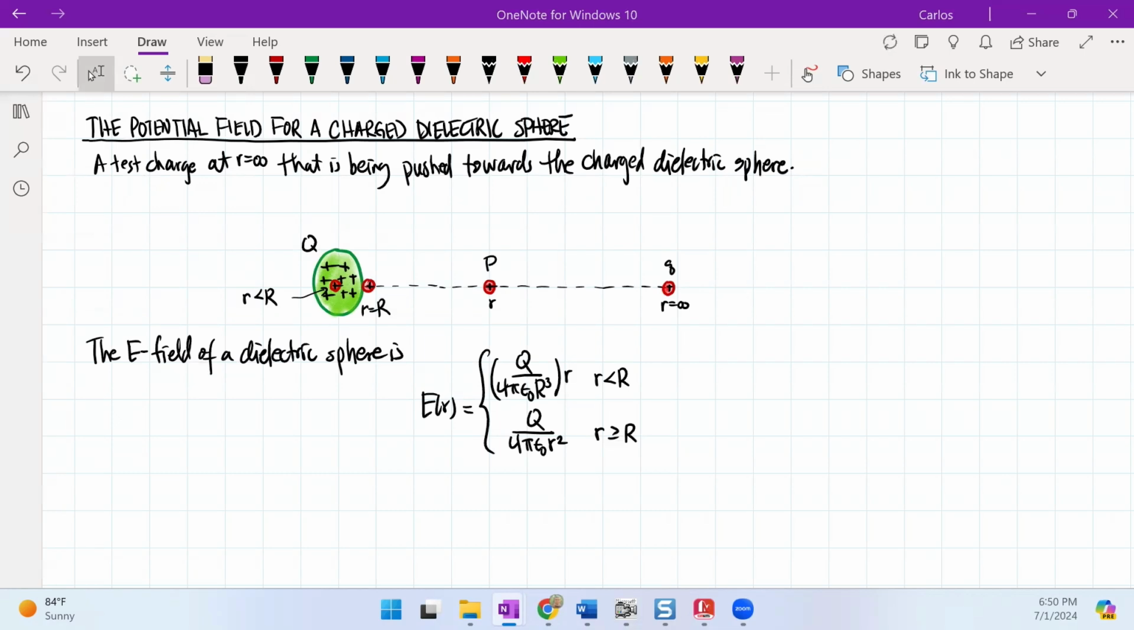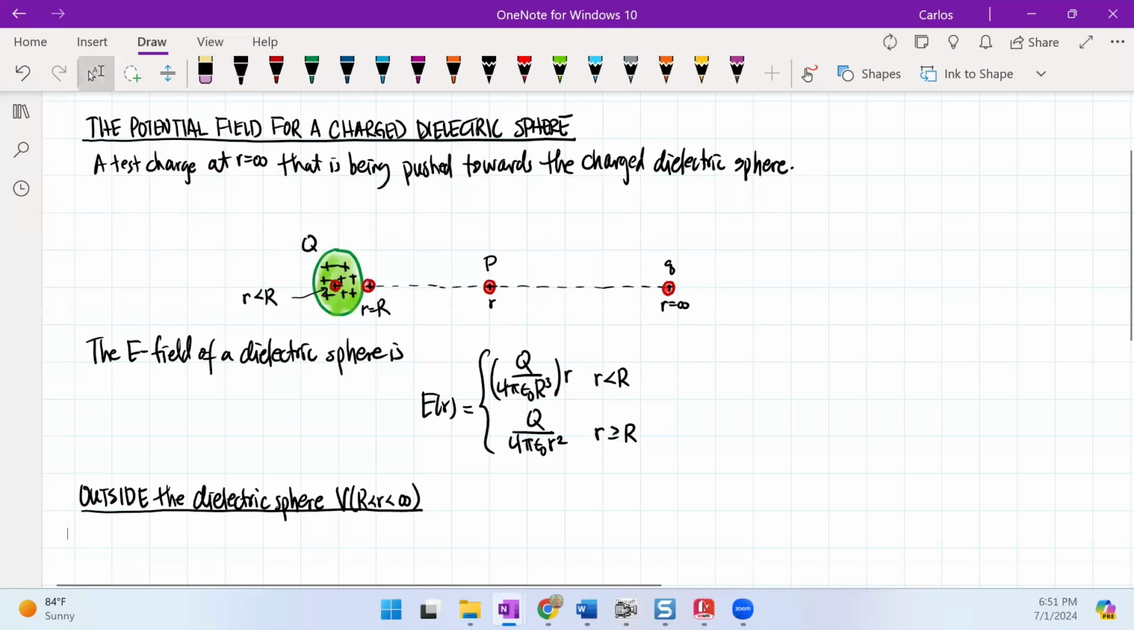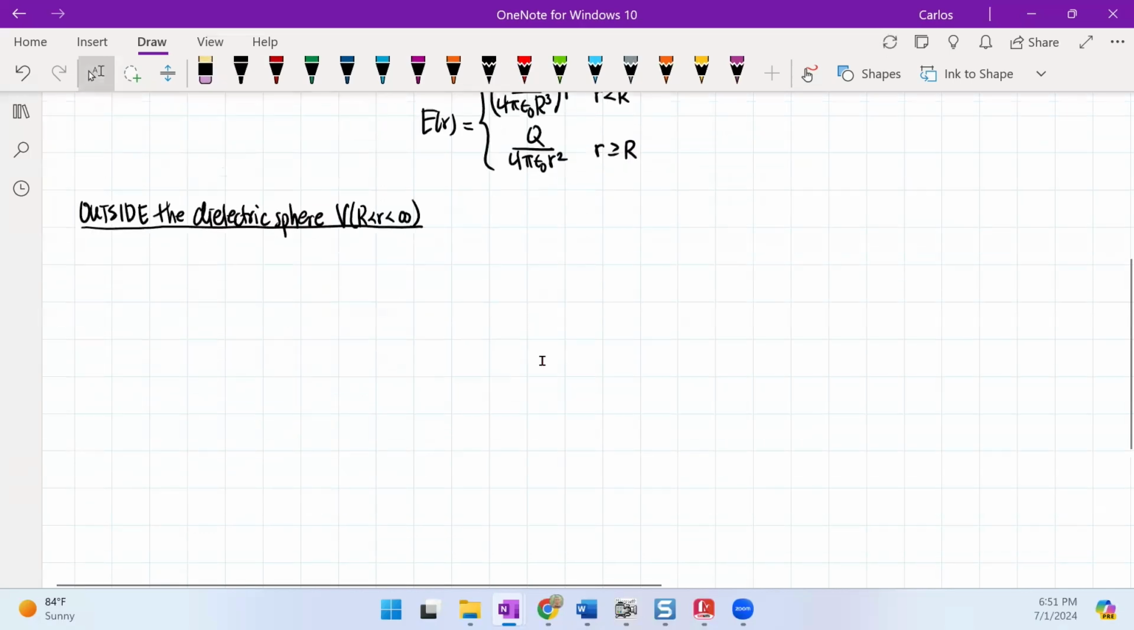So now we're just going to go right through the calculations, and let's get started with the outside, because we've already done the outside. So here we go. So we're outside the dielectric sphere. And this potential is for r greater than big R. I should really be more careful and say that this is between infinity and big R. So let's go do this.